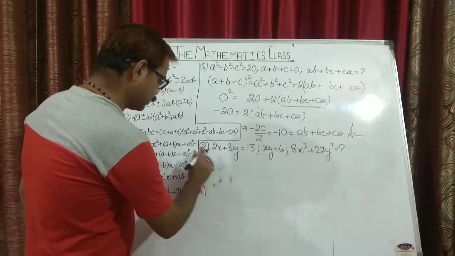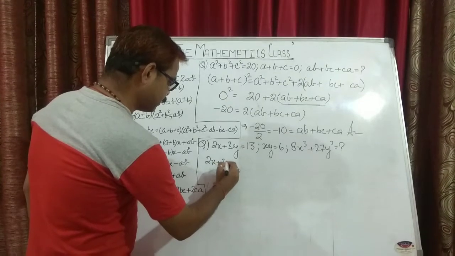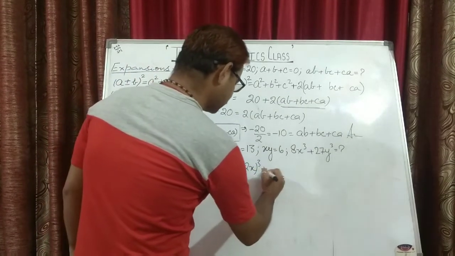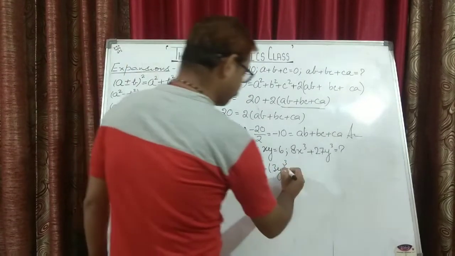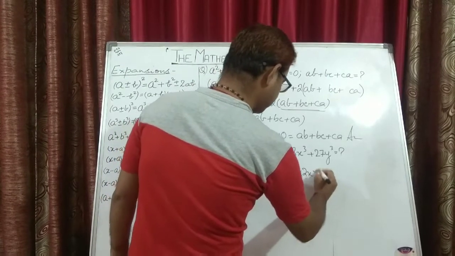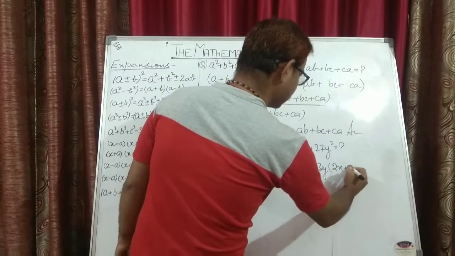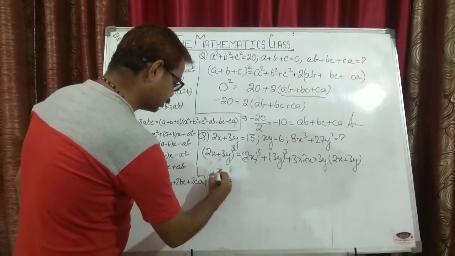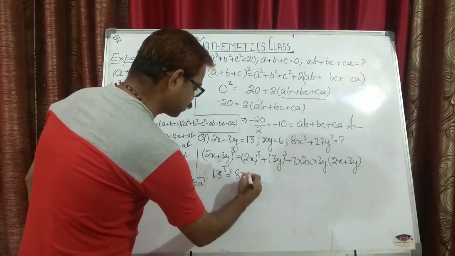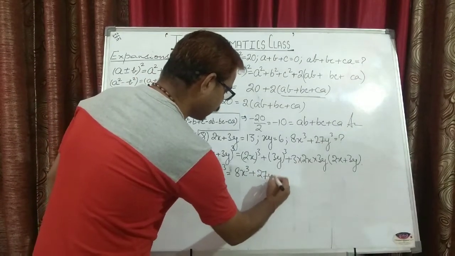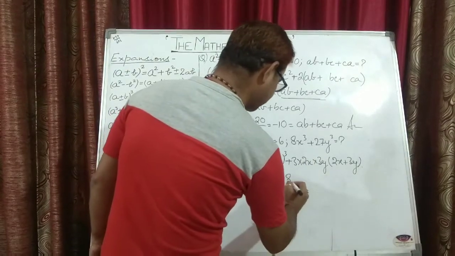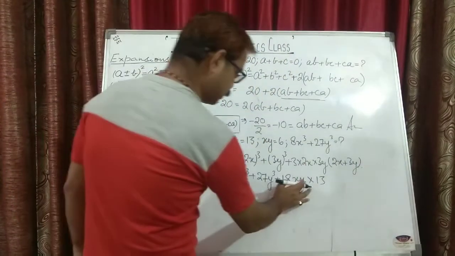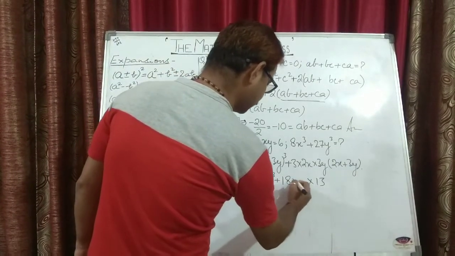So I am writing (a plus b) whole cube, that is (2x plus 3y) whole cube, which can be written as a cube, that is (2x) whole cube, plus b cube, that is (3y) whole cube, plus 3 times ab into (a plus b), that is (2x plus 3y). Now this is equal to 13, so this is 13 cube, 8x cube, 27y cube, plus 3 3s are 9, 2s are 18, xy, and 2x plus 3y is already given as 13. xy is also given as 6, so in place of xy we will write 6, means into 6.